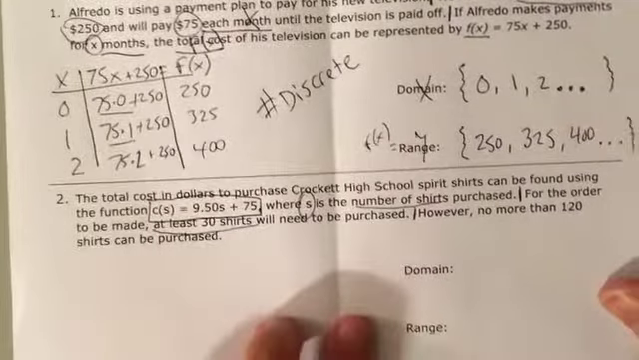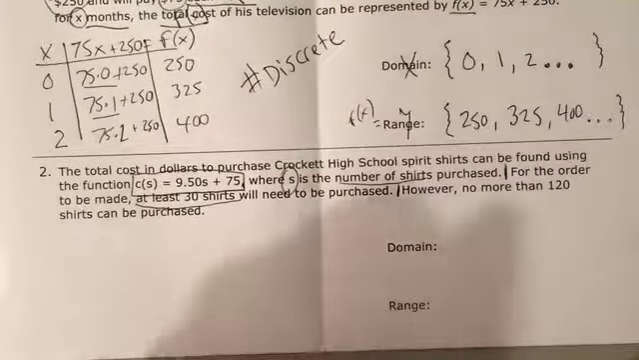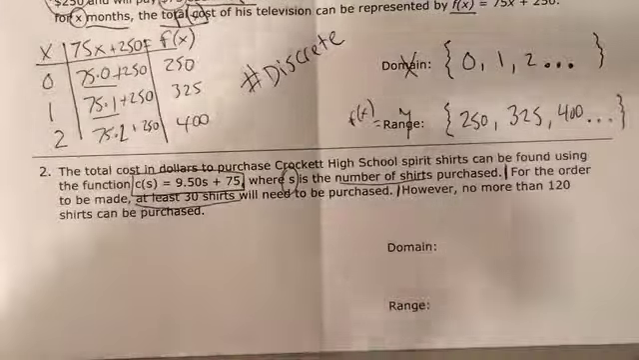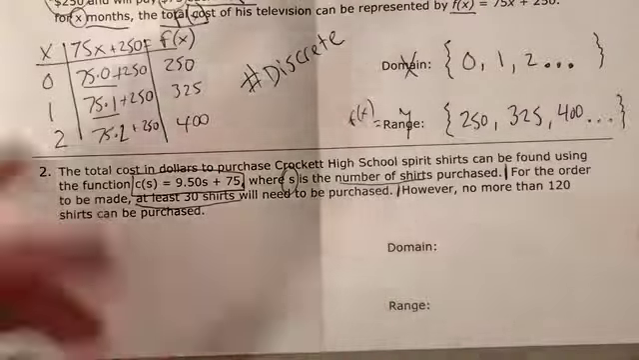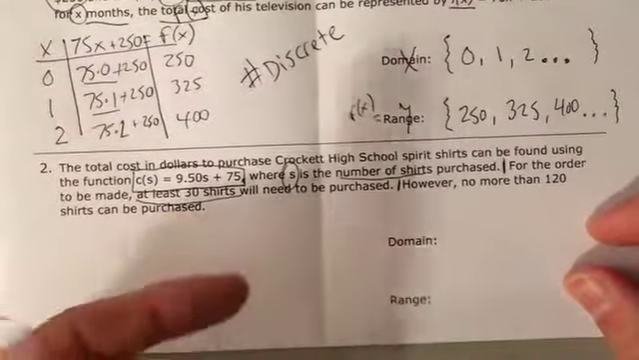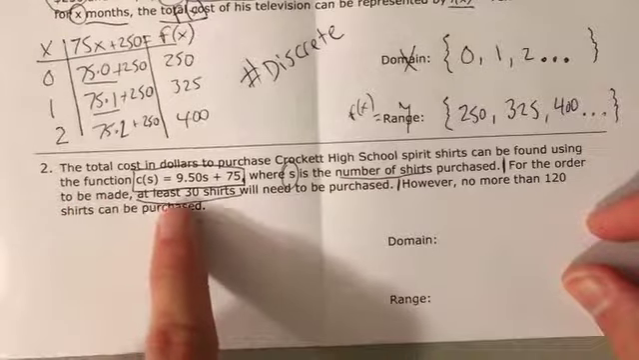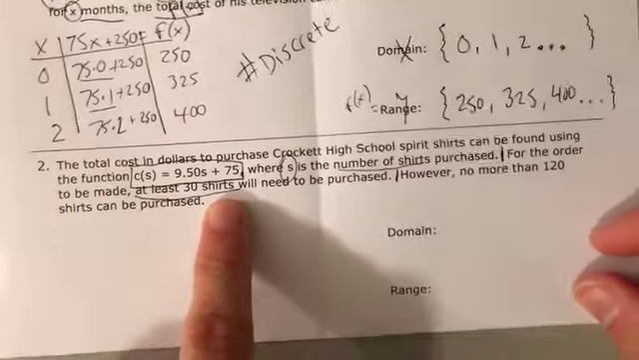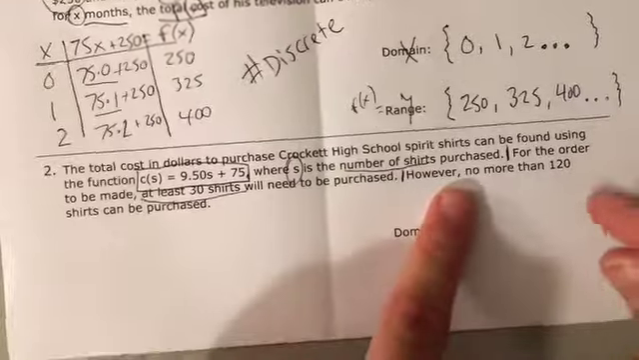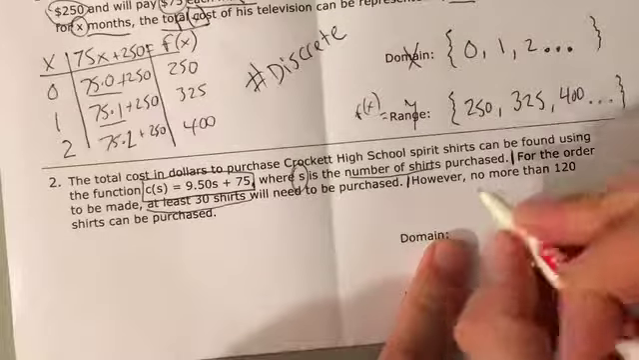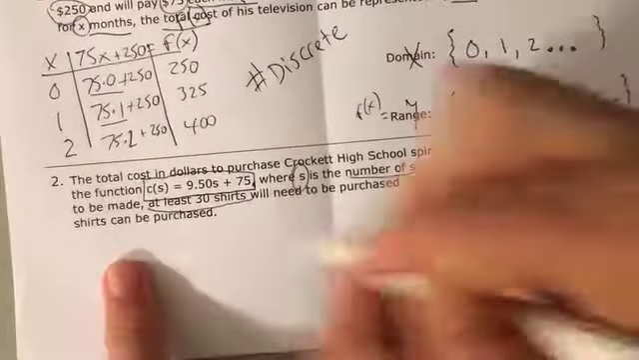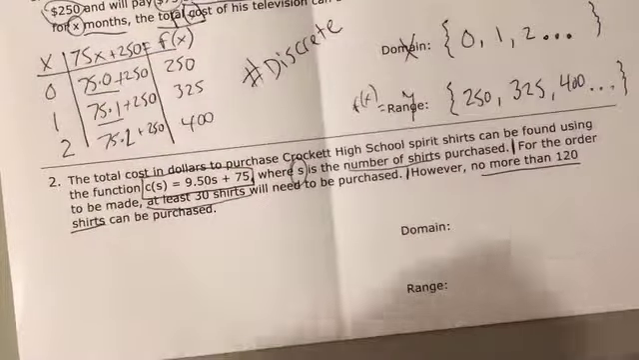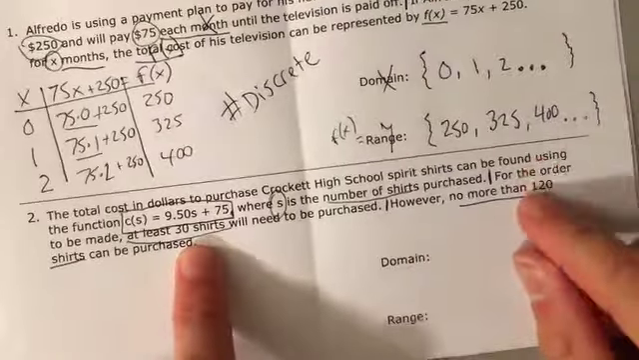If you want to do that new service they have where you call in your order and then they deliver your groceries for you, you have to have a minimum purchase. You have to spend a certain amount of money. And so this shirt company is saying you have to buy at least 30 shirts for us to do business with you. However, there's a limit. So the maximum in this situation is no more than 120 shirts. Okay, so they're setting a minimum and a maximum.